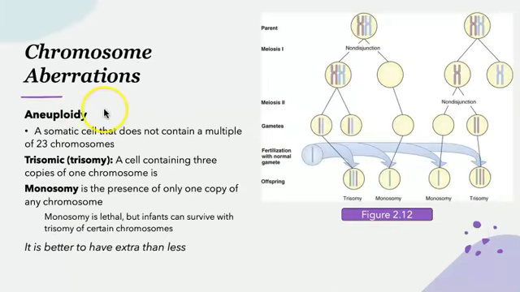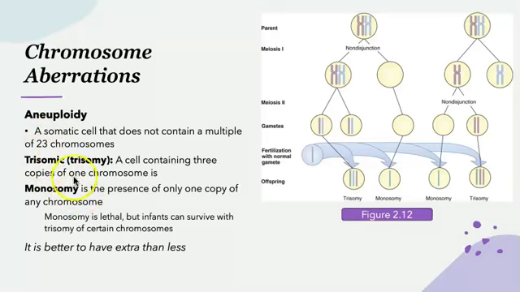All right, so we have this term aneuploidy, and this is a somatic cell that does not contain a multiple of 23 chromosomes, and we call this non-disjunction. You could see that labeled over here as well as down over here, where we produce some gametes that have 2 copies of a given chromosome and others that have no copies. So you could see the empty cell over here. And when these gametes unite with a normal haploid gamete, the resulting zygote can either be monosomic or trisomic.